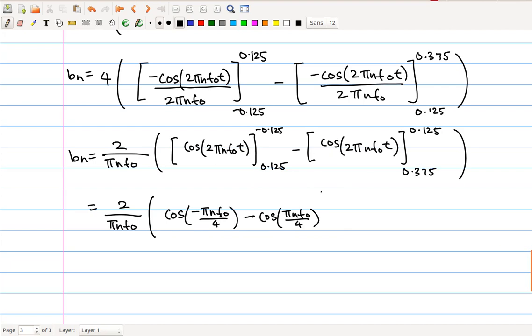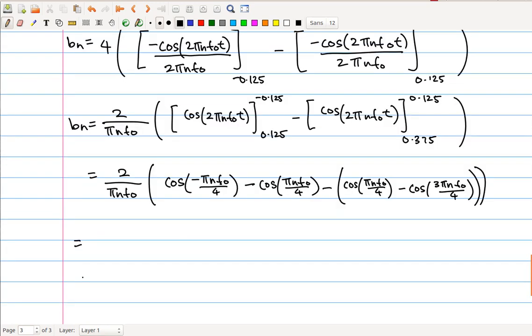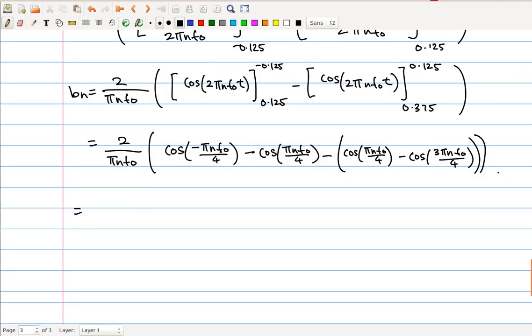Now let's have a look at this one here. So minus, plugging in the value into the cosine. So I have here pi n f0 on 4. Okay, and then minus, upper limit minus a lower limit, cos, and putting that in there gives me 3 pi n f0 on 4. Okay, so once again it might look bad, but let's work with it and it will simplify. And it actually works out to a surprisingly nice answer of 0.